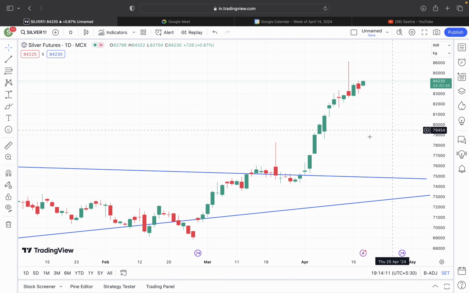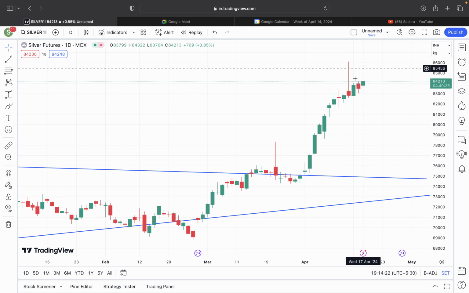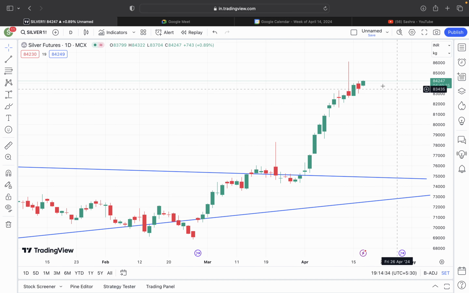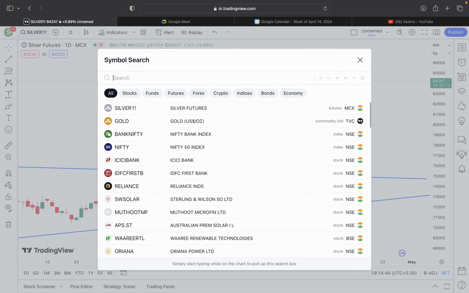Silver is pretty much on the same trajectory as gold as well. It just goes up. I think we gave an update on 75,000 when it was at 75,000. So we asked the people to buy it, and from there it has now moved all the way to 84,000. It's nearly 9,000 points in one side movement, right? So I think we already posted that video as well to ask people to buy it. Now it's trading above 84,247. It's still in the bullish trajectory.